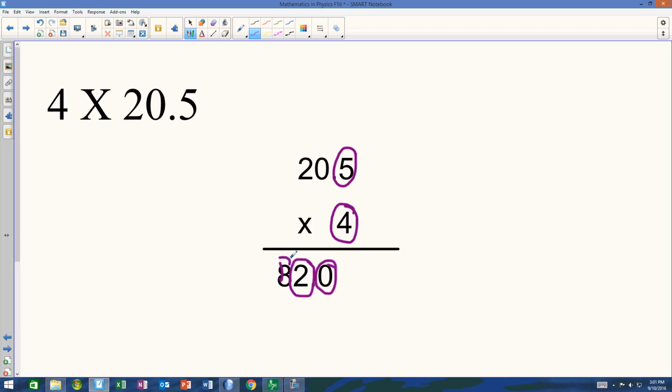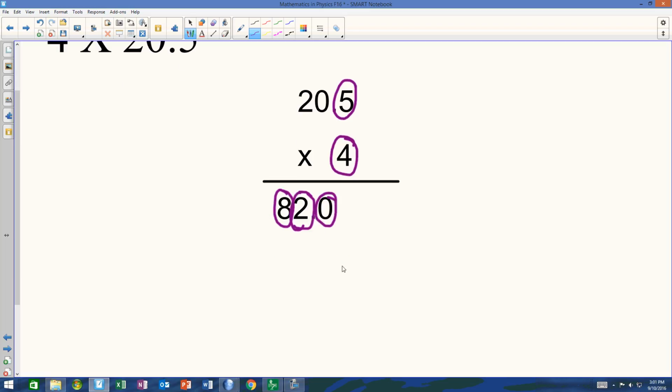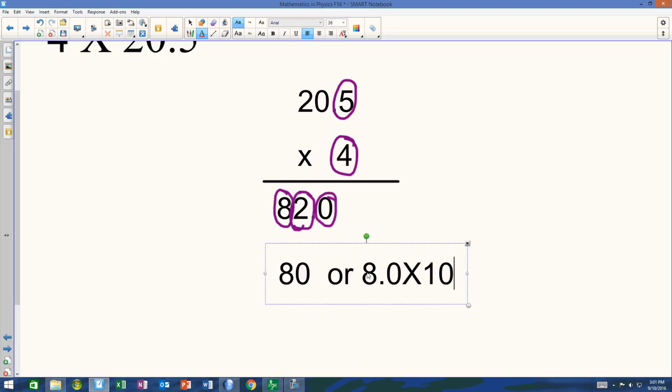Every number I multiplied is uncertain, isn't it? Because I multiplied by 4. 4 times 5 is uncertain. 4 times 0 is uncertain. 4 times 2 is uncertain. So I end up with all of the digits uncertain. So what does that make my answer? 80. Or you can write it out as 8.0 times 10 to the 1 power.